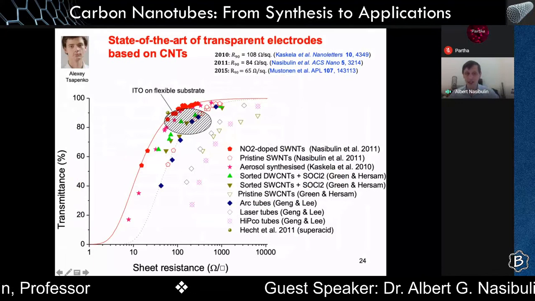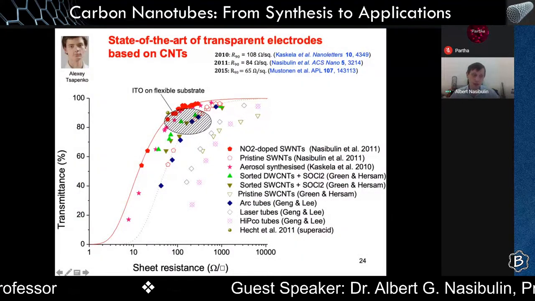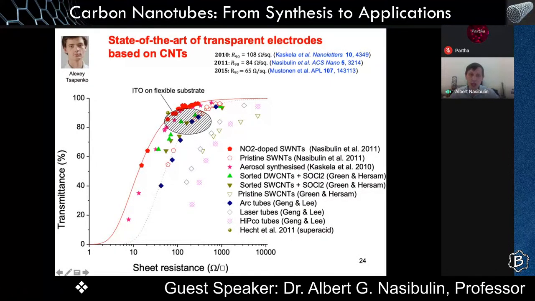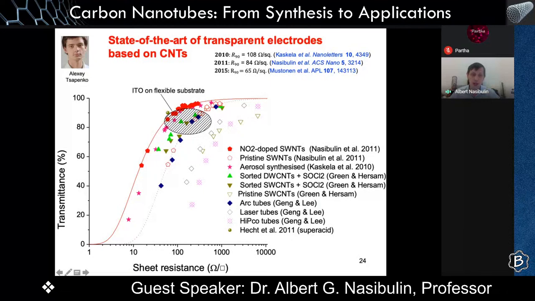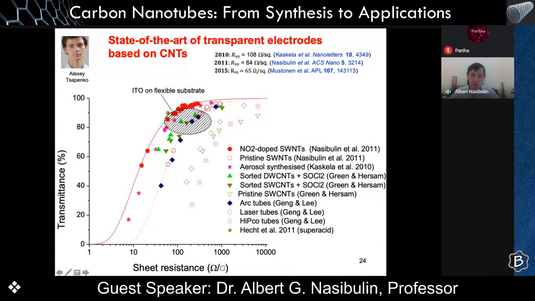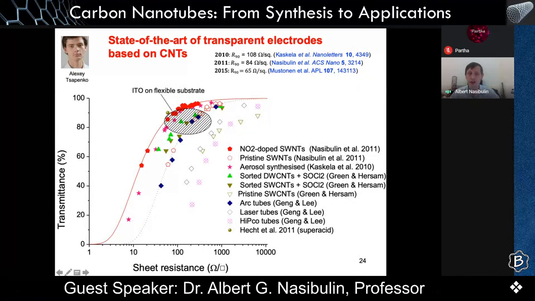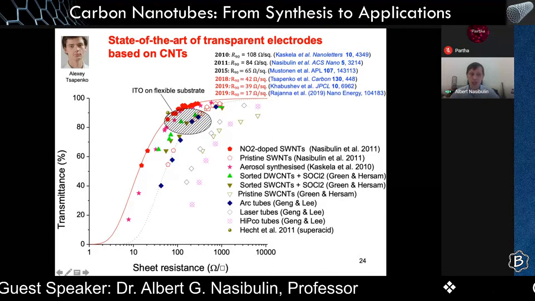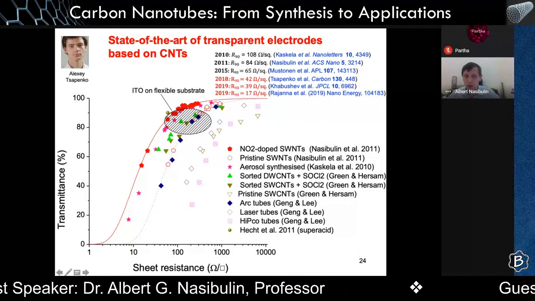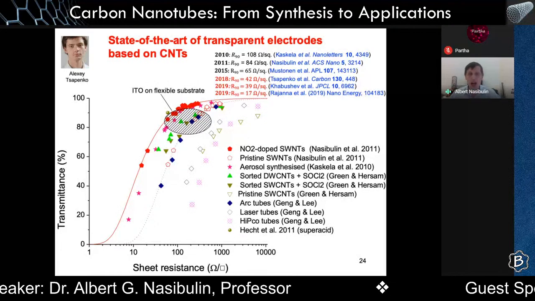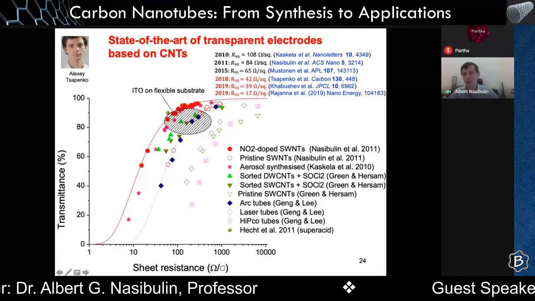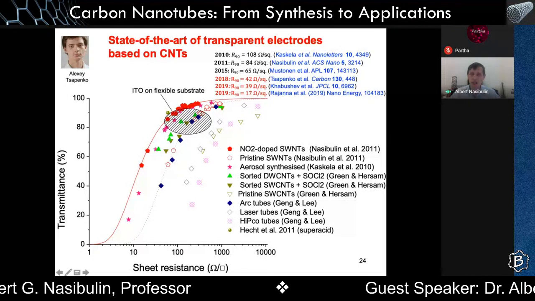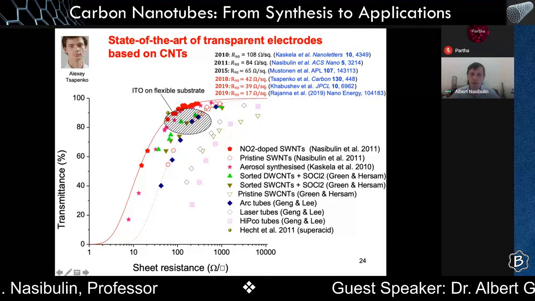How about the conductivity? Then we need to look at the curve of transmittance and sheet resistance. We would like to be somewhere here at the transmittance of 90% in the middle of the visible range, 550 nanometers. So we would like to have a material which conducts like 10 ohm per square. That's basically the current ITO performance on rigid substrate. On a flexible substrate, we already beat it in 2011. I think we made a better one.